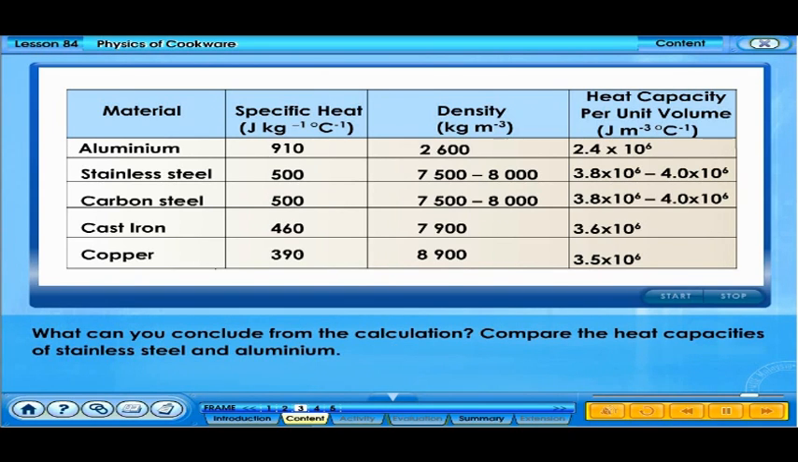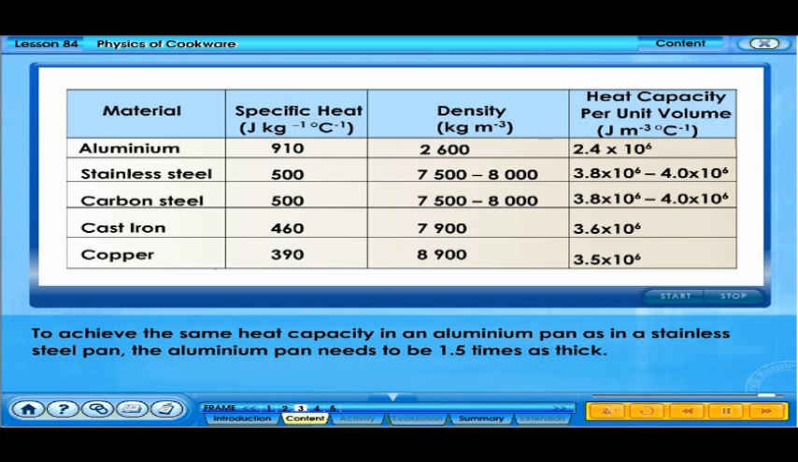What can you conclude from the calculation? Compare the heat capacities of stainless steel and aluminium. To achieve the same heat capacity in an aluminium pan as in a stainless steel pan, the aluminium pan needs to be 1.5 times thicker.